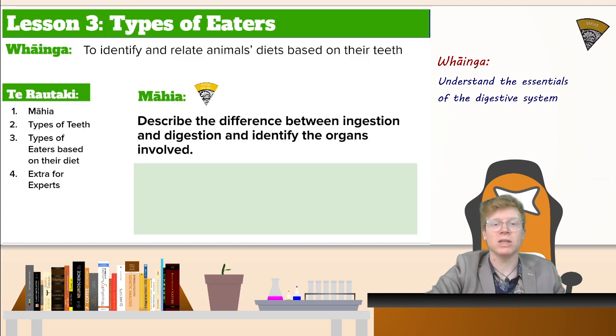All right, now we're moving on to lesson 3, types of eaters. Specifically, we're looking at animals' diets and how what their teeth look like tells us a lot about them. Before you do that, though, I want you to try doing this little mahi up here. You can see it says describe the difference between ingestion and digestion and identify the organs involved. It's going to be pretty similar to the types of questions we give you at the end of this term. So give it a go. And when you finish that, I'll give you the answer. Pause the video now if you want to. Otherwise, I'm going to give you it in 3, 2, 1.